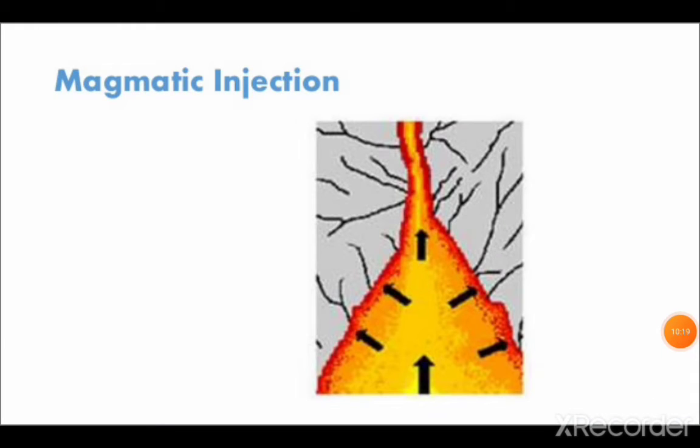In this picture, we can observe the magmatic injection. Here, the direction indicates the surrounding rocks and fissures deposits. Due to hydrostatic force, the magma entered into the surrounding rocks or fissures, and then completely cooled down. So this type of deposits are called magmatic injection deposits. They are thin or tabular bodies.